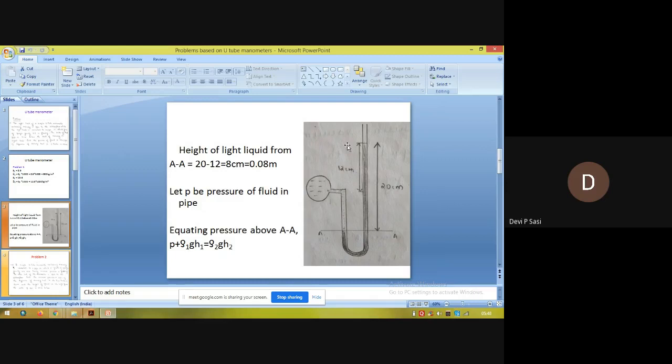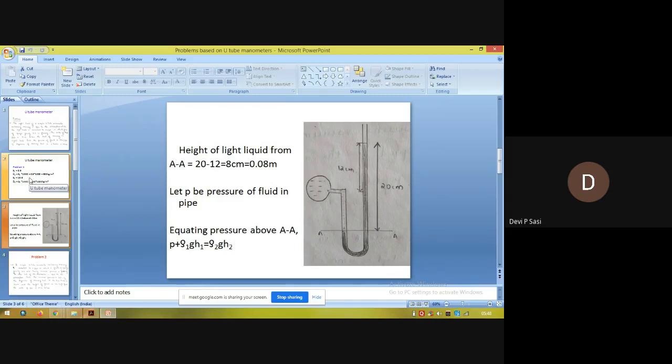Then also it is given that the difference of mercury between the left limb and right limb is 20 centimeter. That much is the data given, and from the data you have to sketch the figure. In some questions figures will be given, but in some questions figures won't be given. So you have to sketch the figure from the data in those cases.